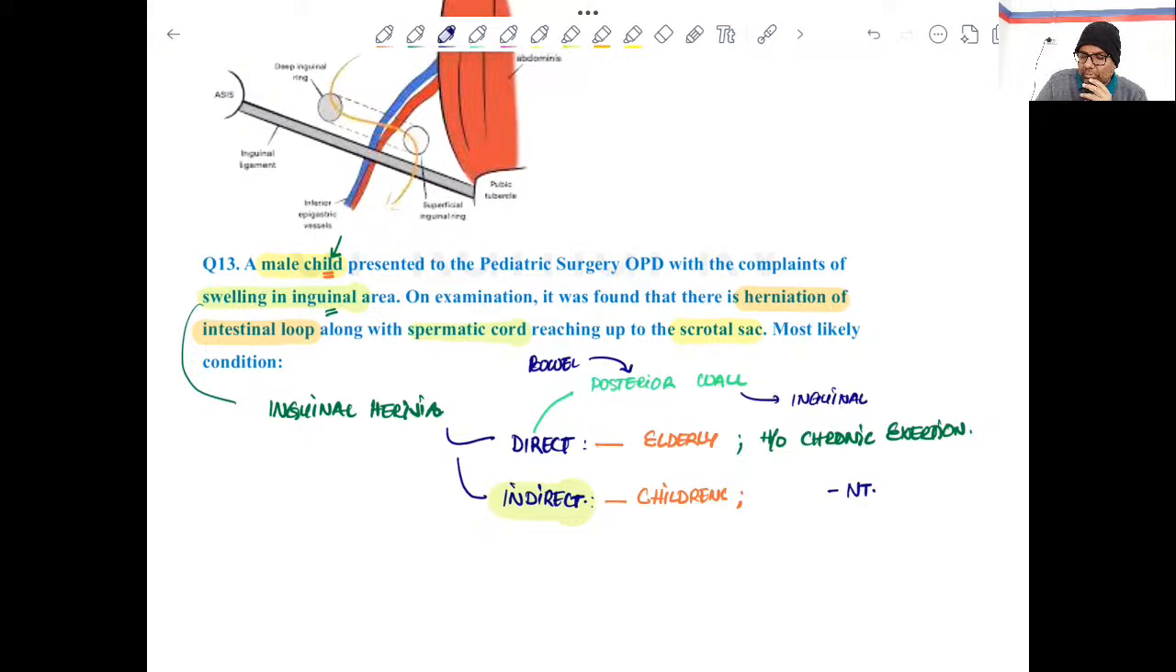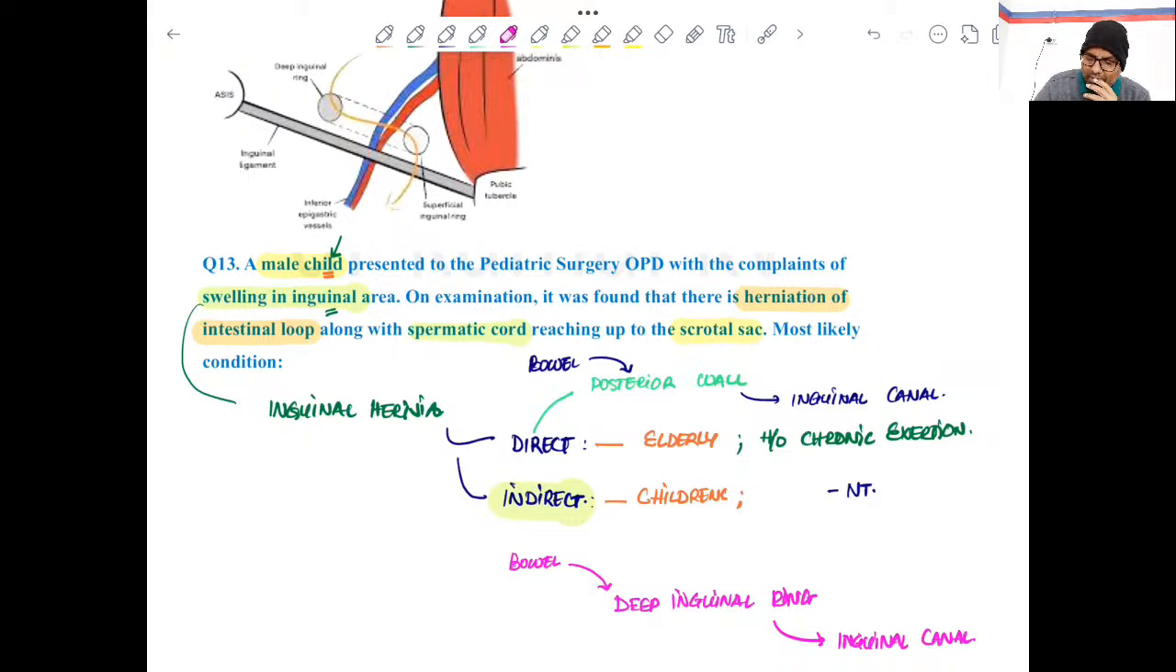So this is the route. But in indirect, the bowel enters through the deep inguinal ring. Clear? And then it will reach into the inguinal canal and will come out through the superficial inguinal ring. Clear? So this is the basic anatomy.